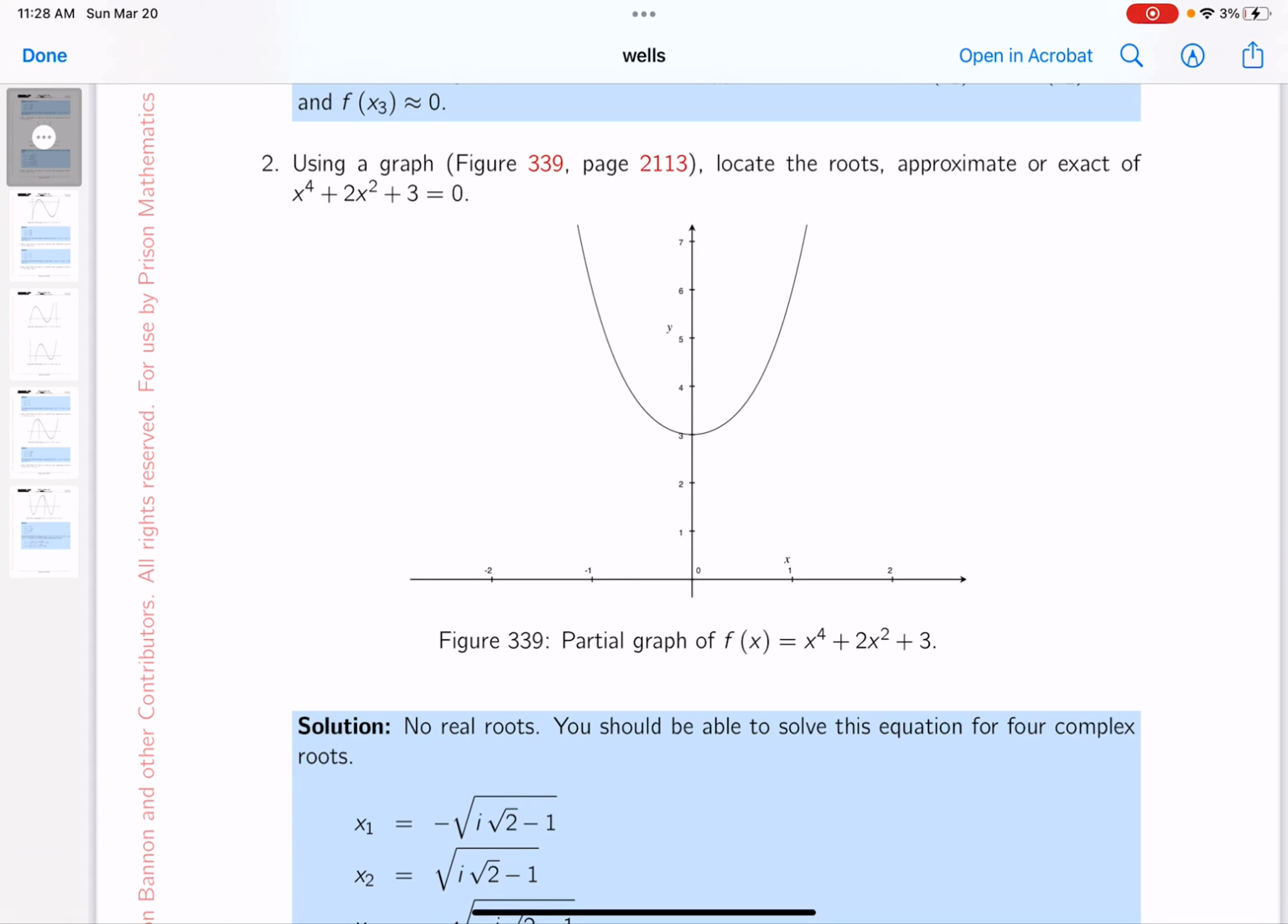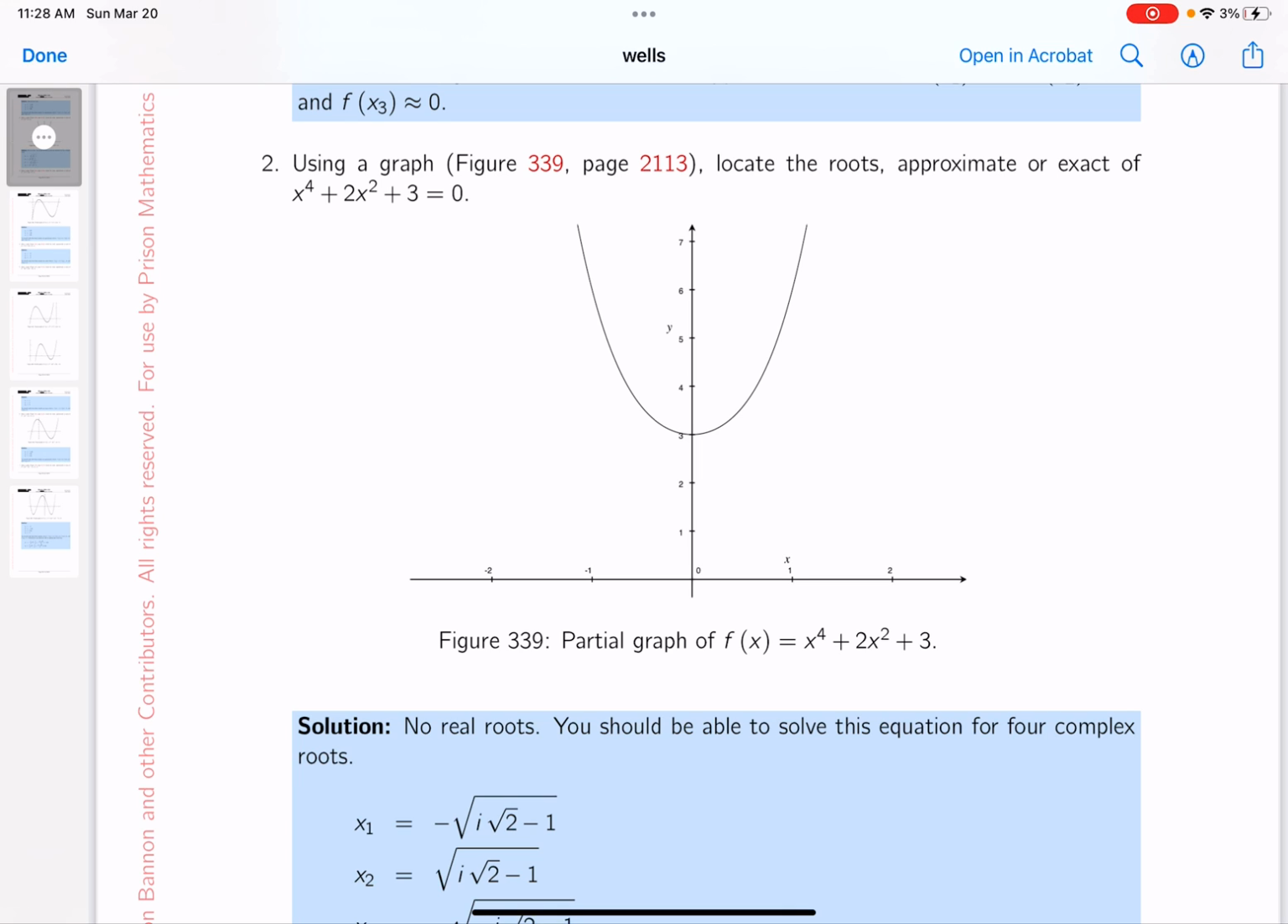Okay, for number two, you're actually looking at a graph and it says, locate the roots. Well, looking at this, if the graph is accurately representation, I don't see any real roots. So I'm going to say there's going to be four complex roots. And then the question is, how do you get those complex roots? So I think we can get them. So let's take a look at it.